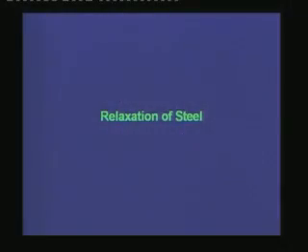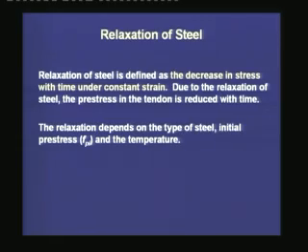The third type of long-term loss is the relaxation of steel. Relaxation of steel is defined as the decrease in stress with time under constant strain. Due to the relaxation of steel, the pre-stress in the tendon is reduced with time. Just like creep, relaxation also depends on time. It depends on the type of steel, initial amount of pre-stress, which is denoted as FPI, and the temperature.